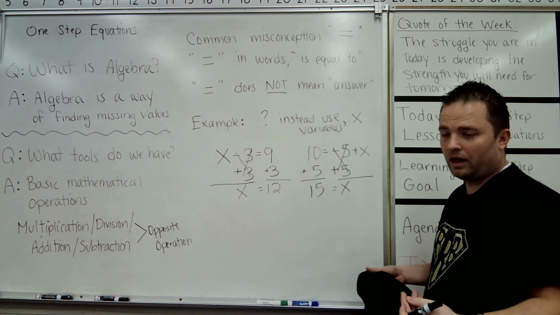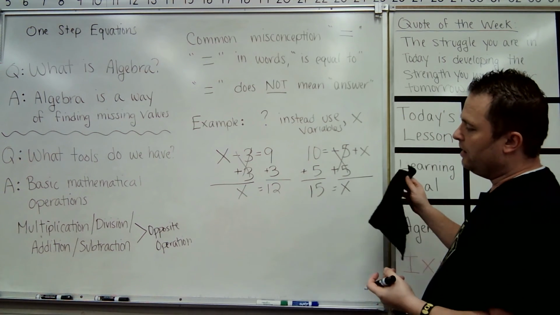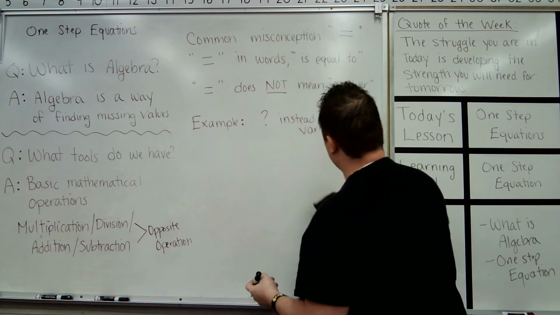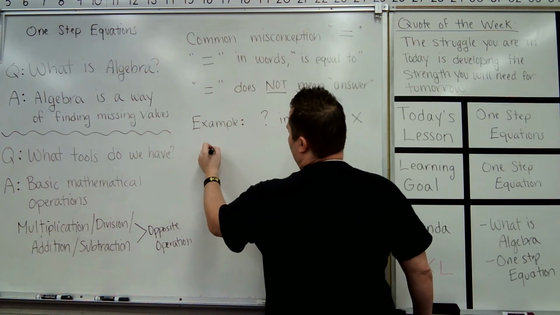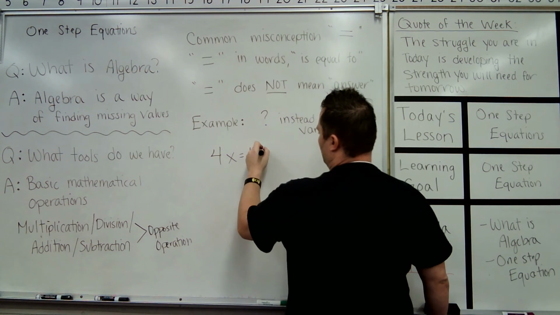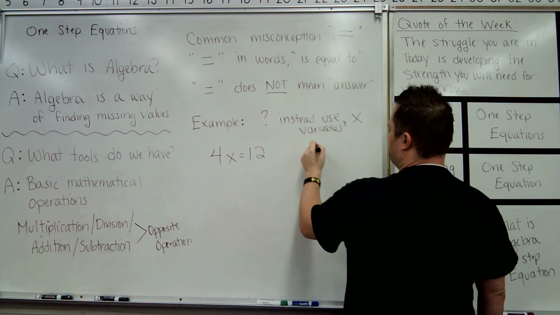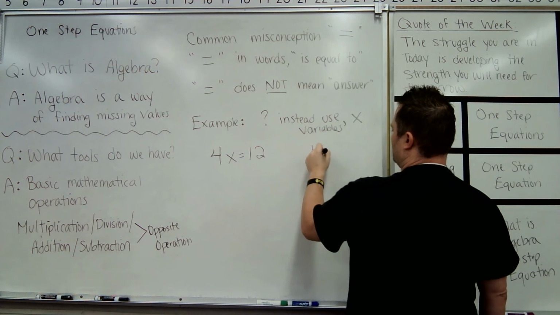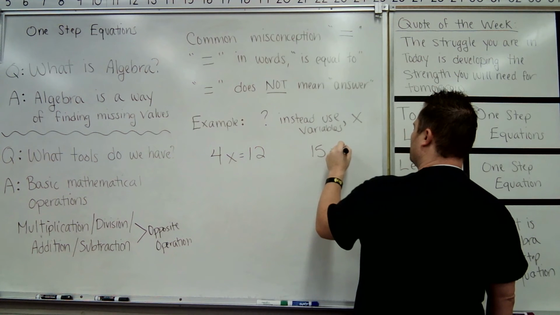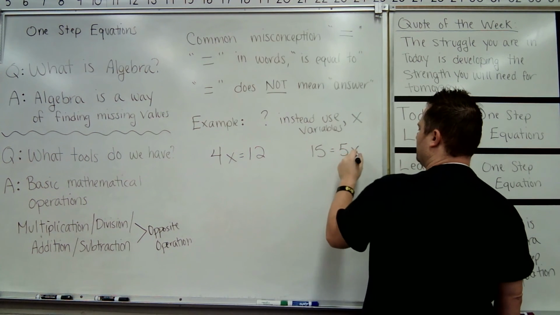I know this video is long. I'll just give you a couple more examples using multiplication and division. 4 times x equals 12, or maybe 15 equals 5x.